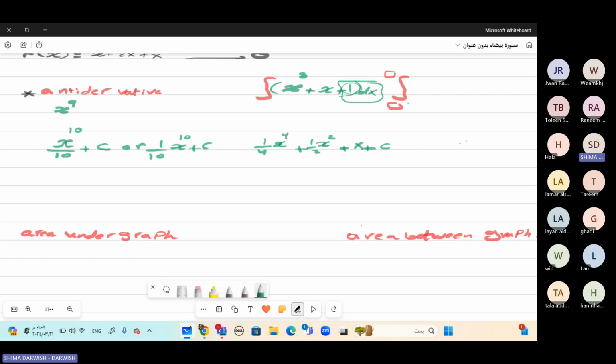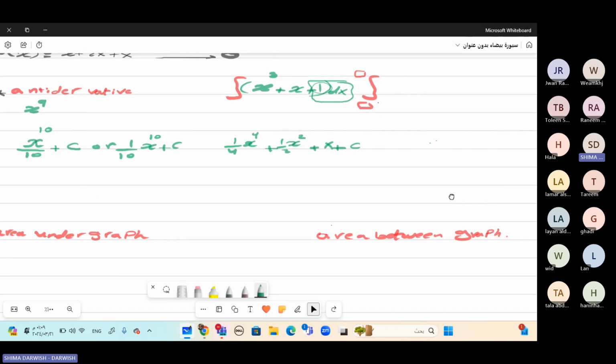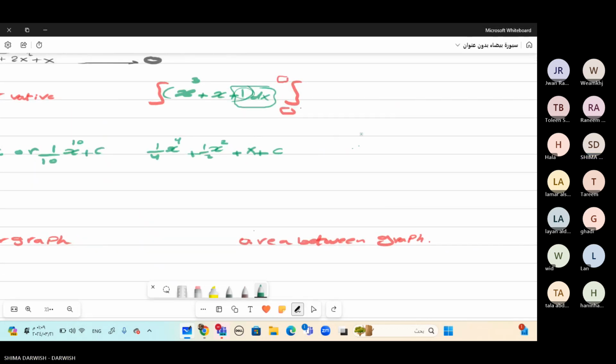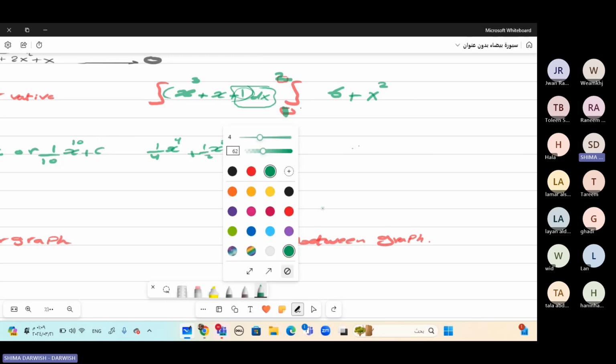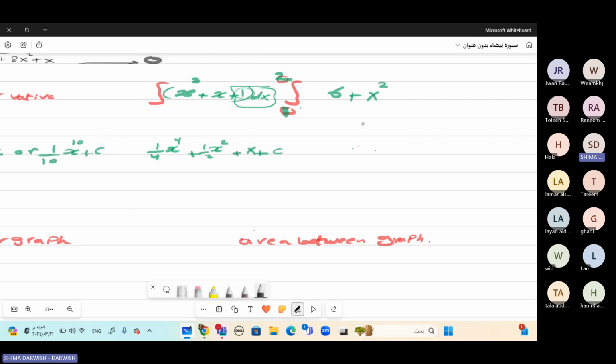If I ask you another exercise about integration using the interval 1 to 2, and 6 plus x to the power of 2, how can you solve this exercise? The first step, we should find the integration. What is the integration for 6? I swear it is 0.